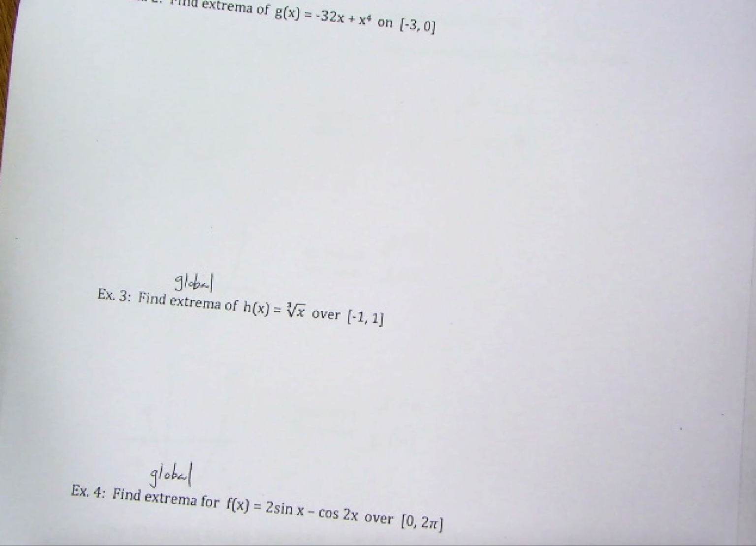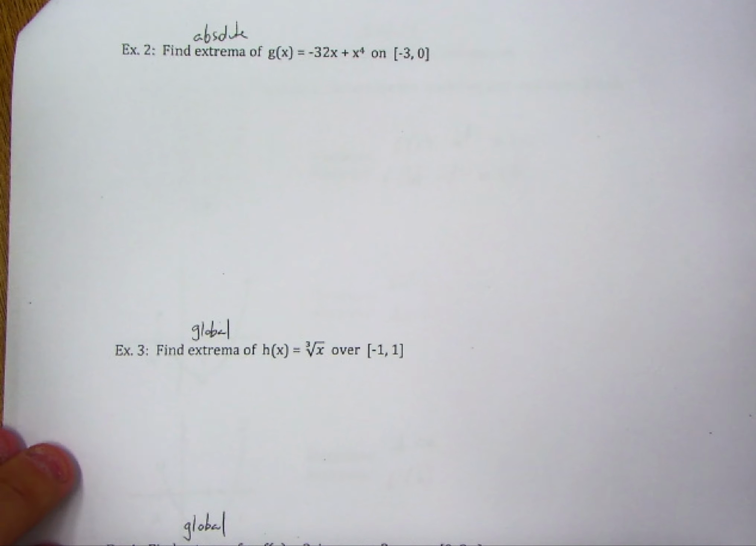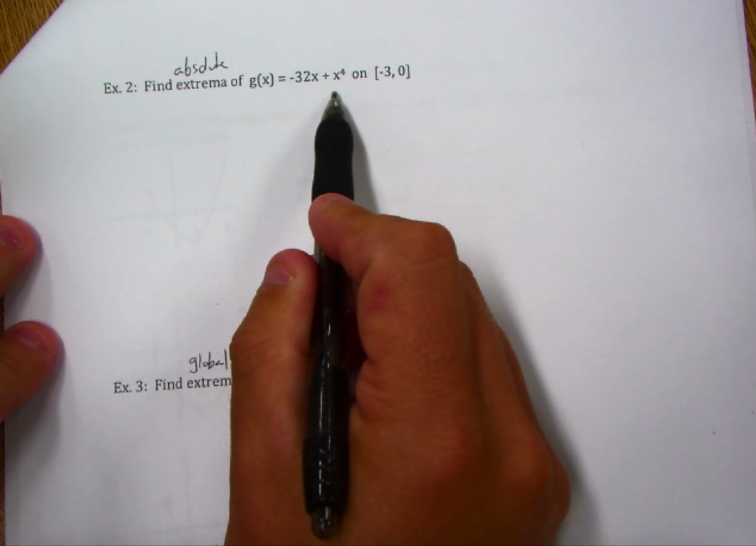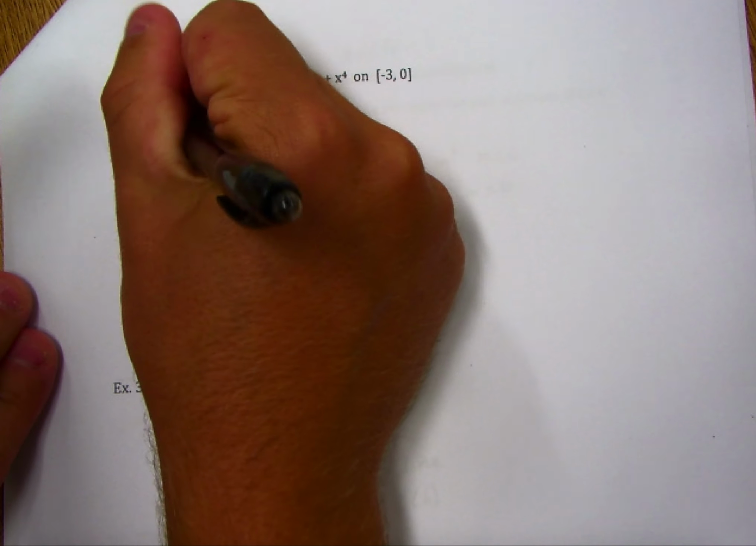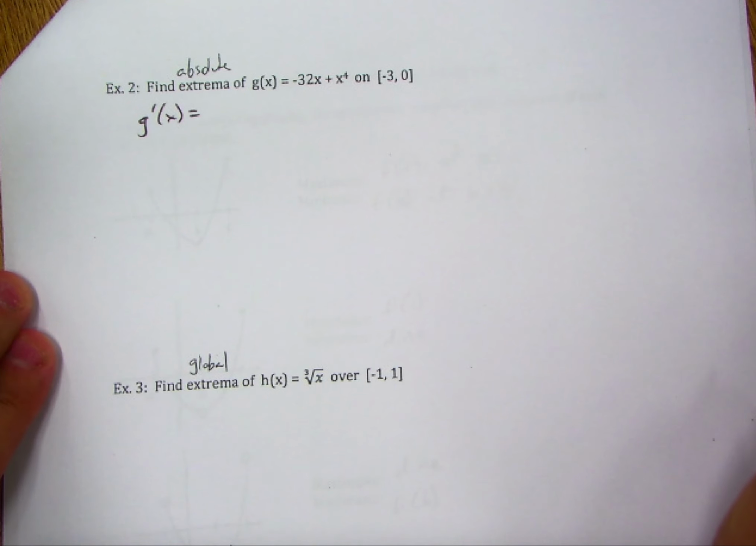Let's do a couple more. You could pause and try this one if you want to. That's up to you. It's always good to try things out. So we are going to find the absolute extrema on -3 to 0. First thing, find critical numbers. When in doubt, find critical numbers. That's a really good practice.